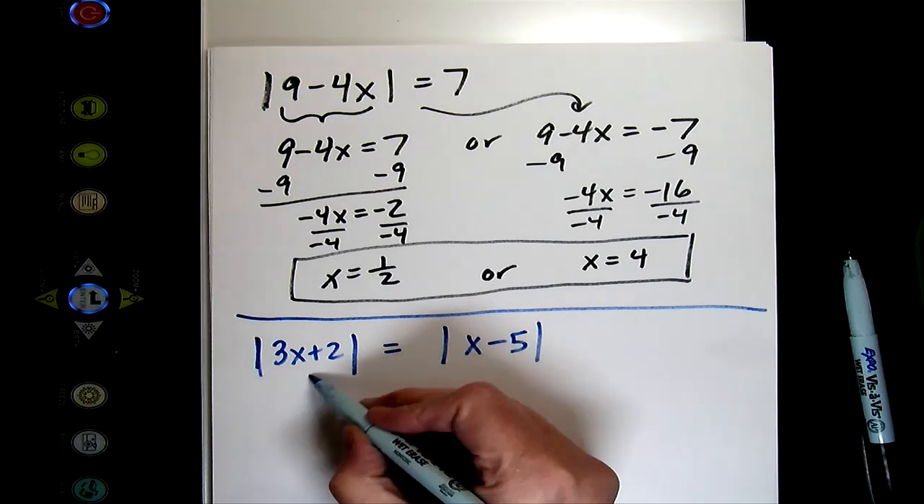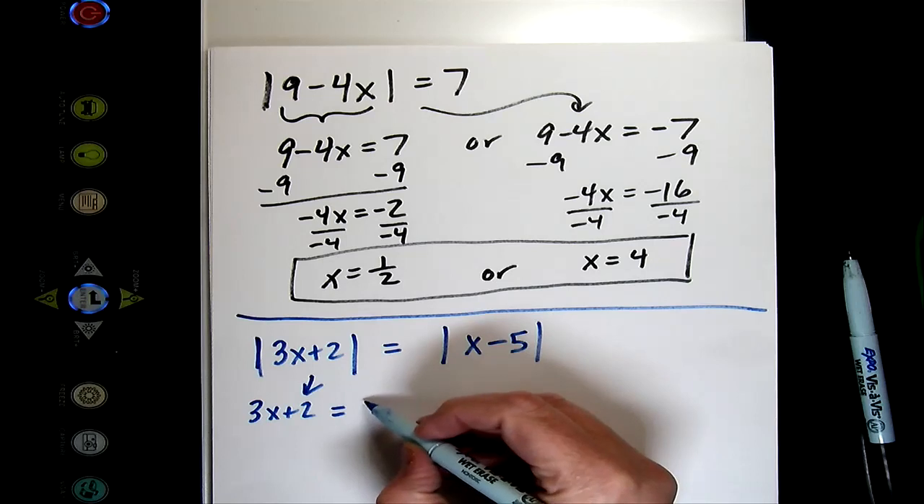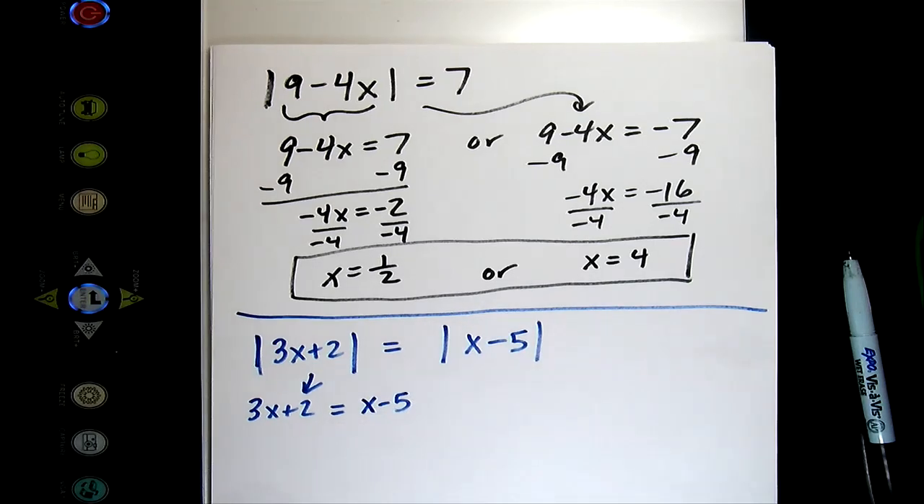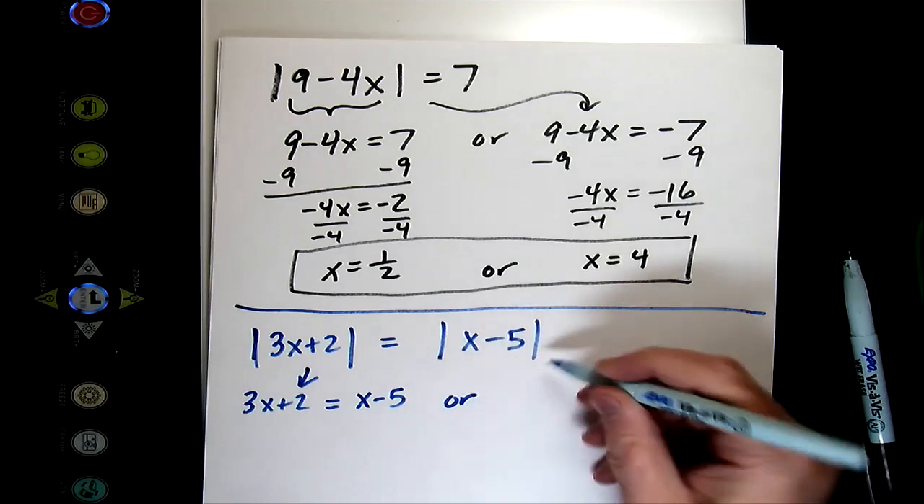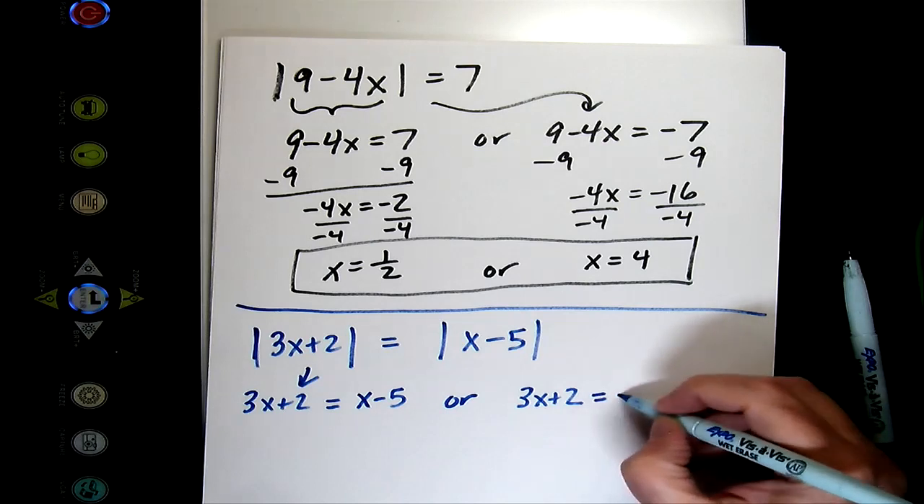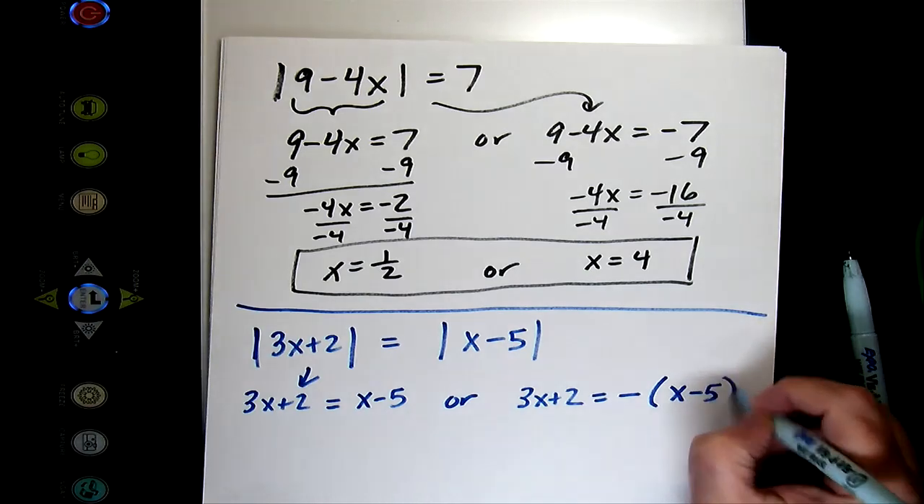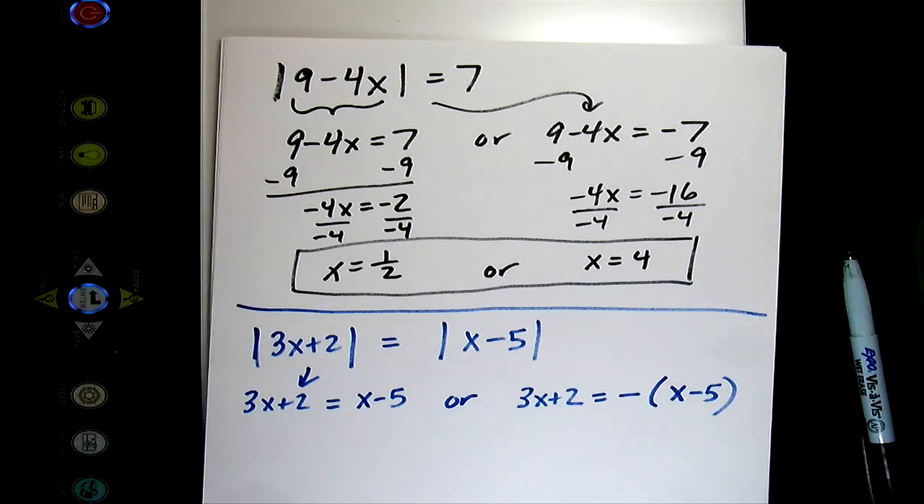I'm going to take this side. I'm going to say 3x plus 2 equals the right side without the absolute value sign, x minus 5. Or I will take 3x plus 2 and I will make the right side negative. I mean, you can go and take these apart one at a time doing pluses and minuses. And you're going to end up with, it looks like 4 equations, but 2 pairs of them are identical. So this just speeds it all up.